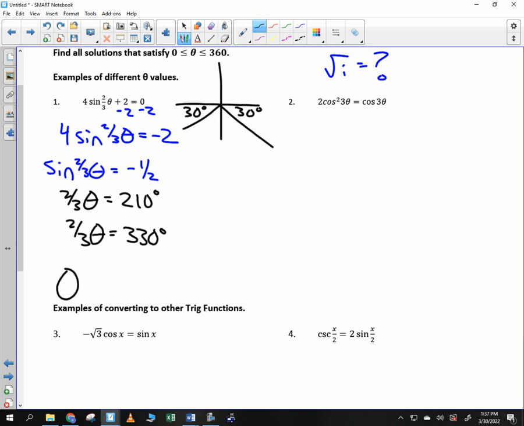So therefore, theta will be equal to, if you multiply both sides by 3/2, 210 times 3 is 630, and then divided by 2 is 315. And then if I multiply 330 by 3/2, 330 times 3 is 990. Divided by 2 is 495. Those are my two solutions.